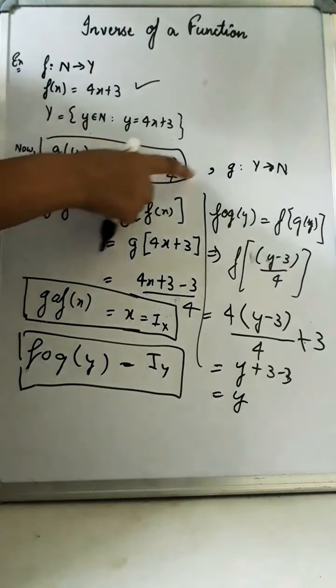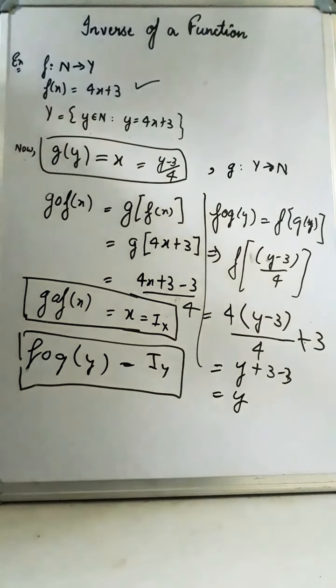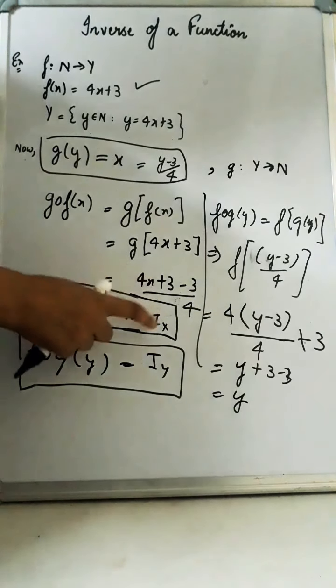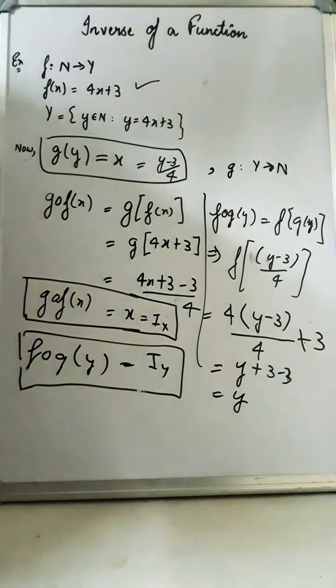And you have to look that it satisfies for all the elements of your domain. Then after this you have to prove that g of f is also an identity function, f of g is also an identity function. Then overall your function is invertible.